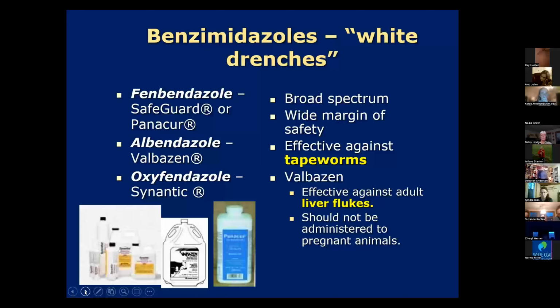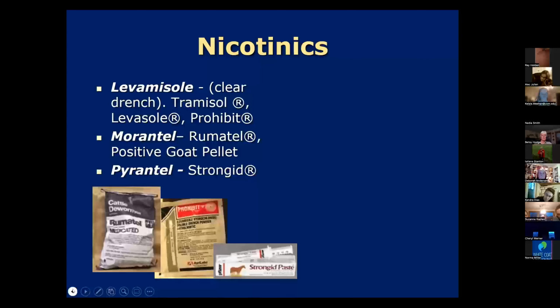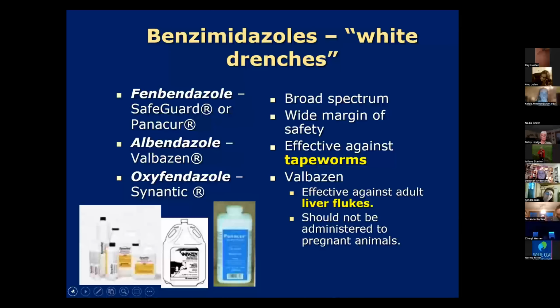Okay. The albendazole, the neat thing about it is it's the only one of these that's fairly effective against adult liver fluke, less so on your immature fluke. But the big problem with it is it should not be administered to pregnant animals. Oh, and I guess I should mention oxfendazole, which is your Synanthic, isn't licensed for sheep and goats, I don't think. And if it's not licensed, it won't be that helpful usually. Okay, next slide.